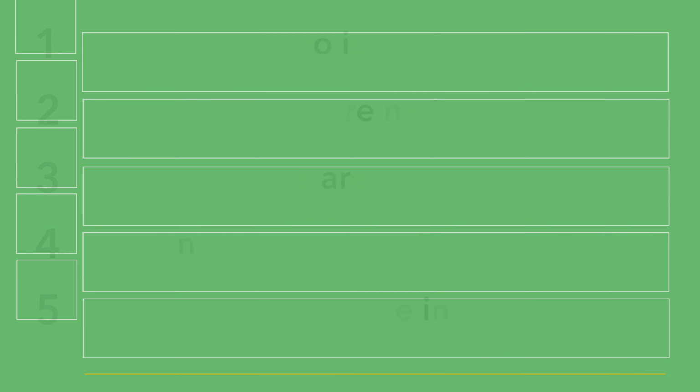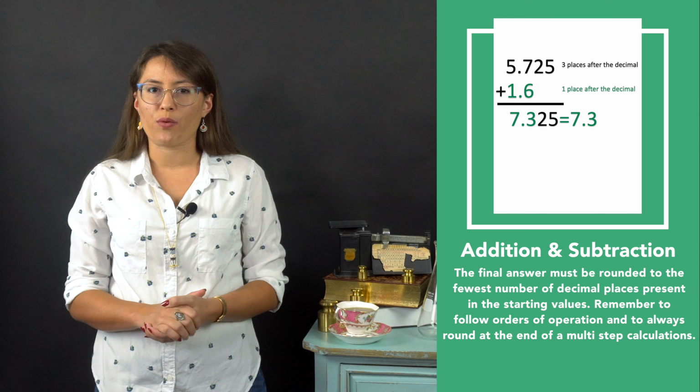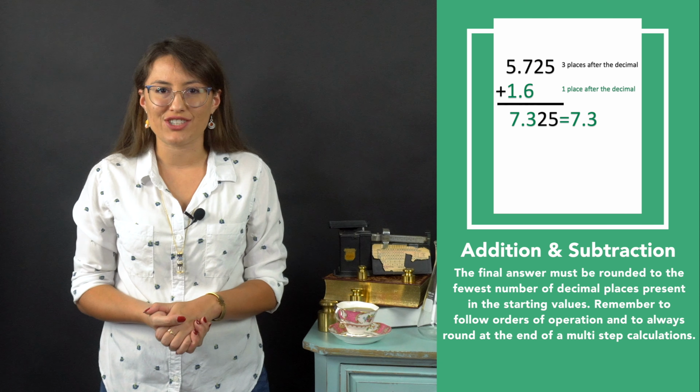With addition and subtraction, the rule is a little different. For these calculations, the final answer must be rounded to the fewest number of decimal places present in the starting values. For example, if we were to add 5.725 and 1.6, we would need to round our answer to the 10th place because that is the fewest decimal places in the starting values. So in this case, our answer would be rounded to 7.3. As a reminder, keep in mind to always follow your orders of operations when performing any calculations.